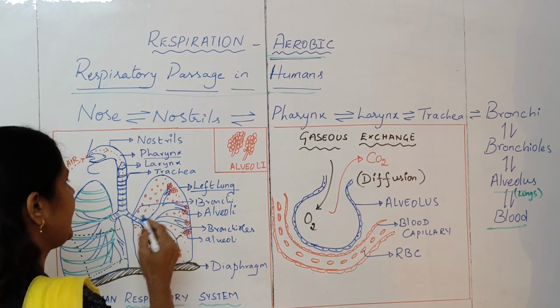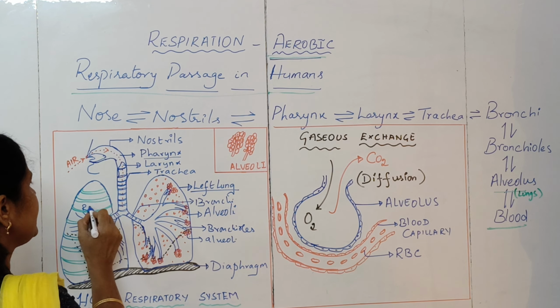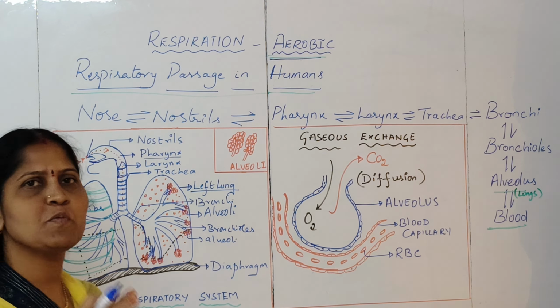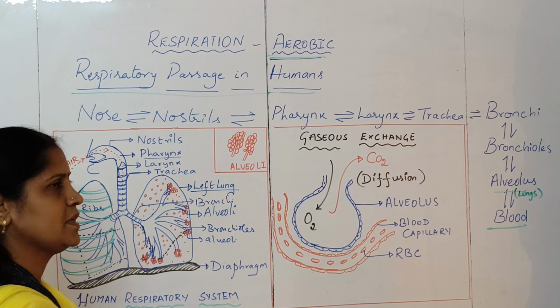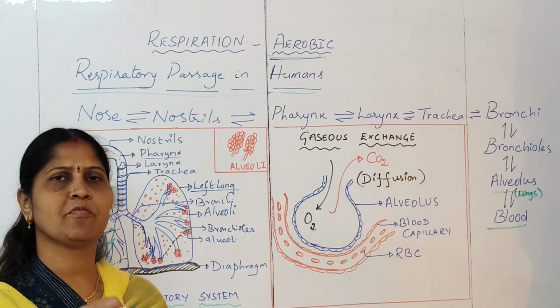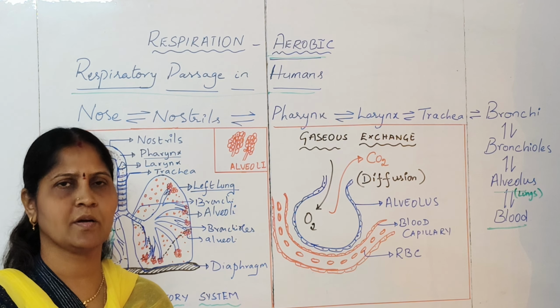So lungs are the main respiratory organs which will be protected outside by these structures. What you can see, these are the ribs. So our ribs will be there. There are 12 pairs of ribs. Some pairs of ribs are the floating ribs. That is, they will not be attached in the front to the sternum bone. So these ribs will be protecting your lungs, actually.